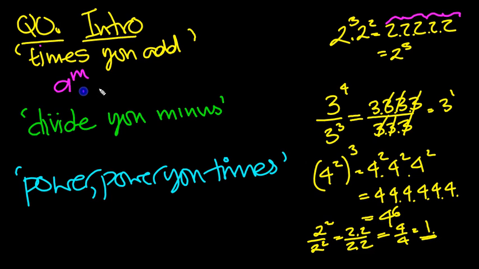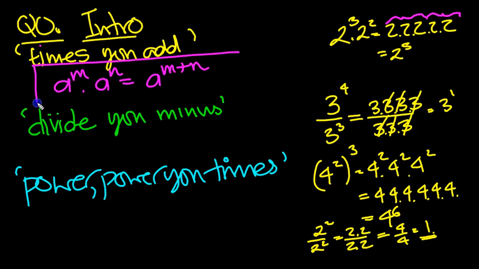a to the m, which is just a general way to write it, times a to the n is a to the m plus n. So times you add then. There's our first rule. So from that we should make a bit more progress now.